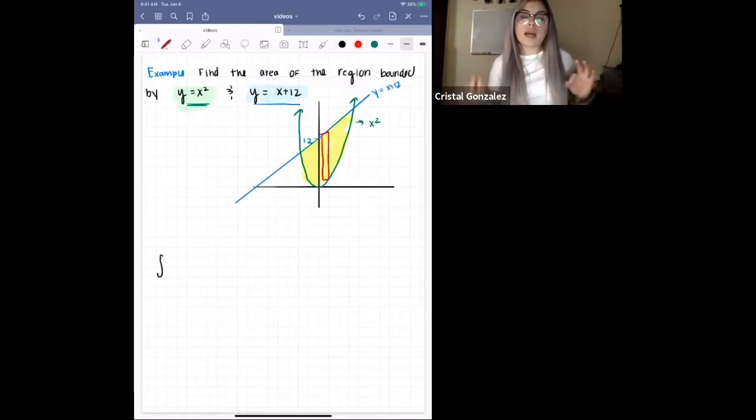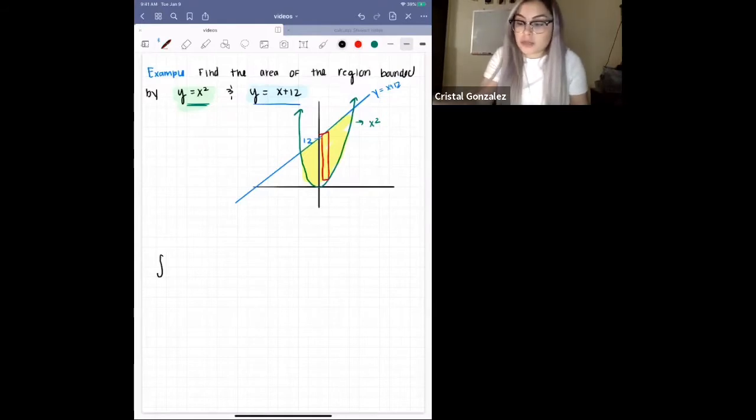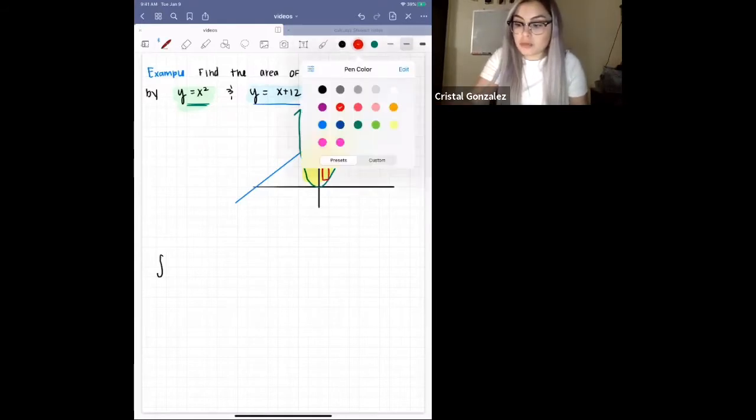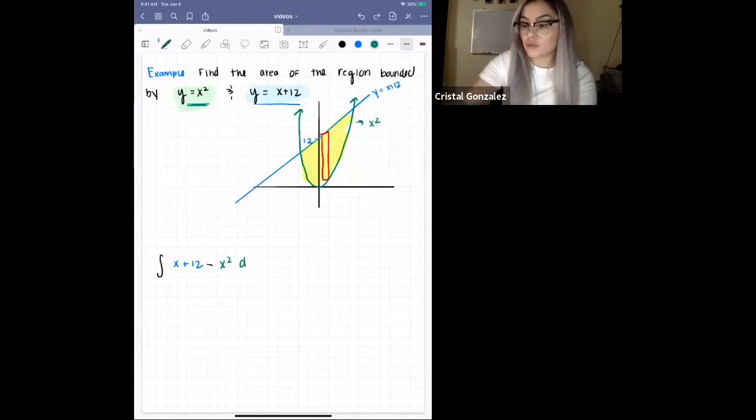But now we have to find our a value and our b value in order to integrate this. I can say let's just do the top function minus the bottom function, which is our top function, the one that lies on top, x plus 12, minus our green function, which is x squared, dx. Now I can definitely just write this, and sure, I can integrate this, but I will never find the area because I don't have bounds.